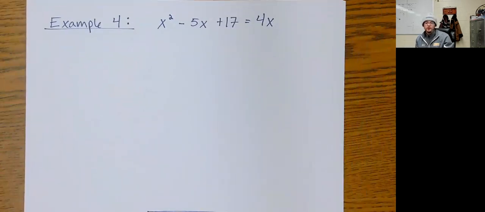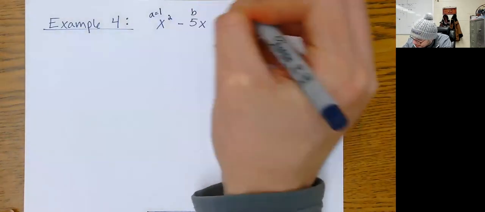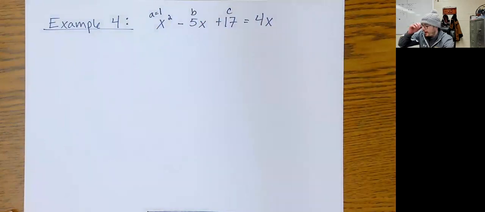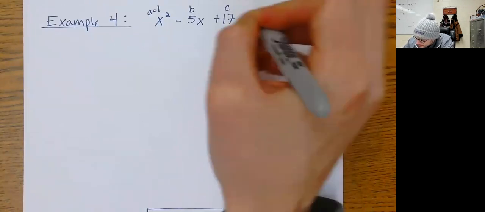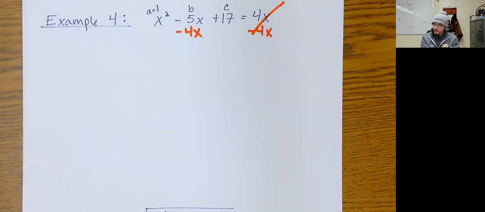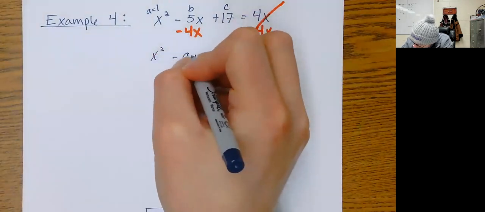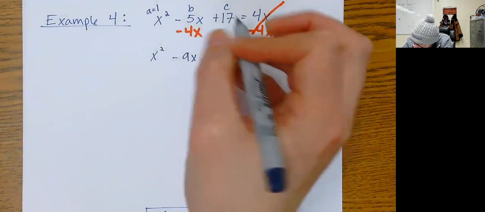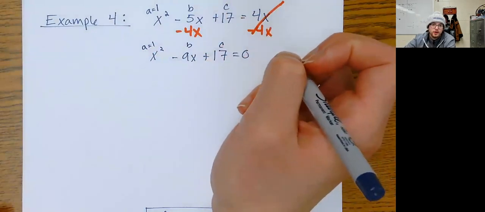Okay, so here's one where the A value is equal to 1, and then we got our B value and our C value. And, is A equal to 1? Oh, yeah, it still is, but I don't actually have my B value yet because I'm not going to make this mistake twice. I need to subtract this 4x across first. All right, need to do that first before I do anything. So actually, I got x squared minus 9x plus 17 equals 0. Okay, now I have my A value and my B value and my C value. All right, let's rock and roll with that.